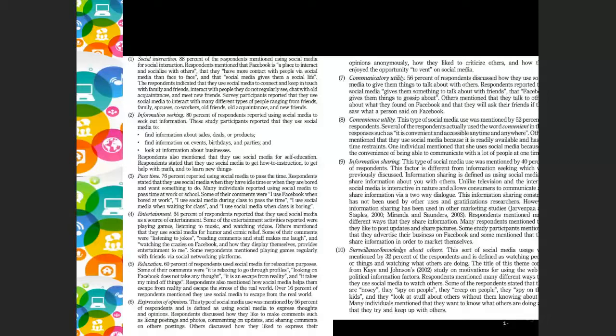Convenience. That's right, 24/7. You can get on there, and there's always somebody active on social media around the world, so there's always new things. Sharing information, or what we call information sharing, which can involve some seeking as well. And then last, surveillance or knowledge about others, which is spying on people, or people said that they were being nosy or creeping on people. So some of those overlap with the previous six motives that the authors mentioned. And we found some new ones, which is the reason that the article is so highly cited, and people have used it to go on and further the work.